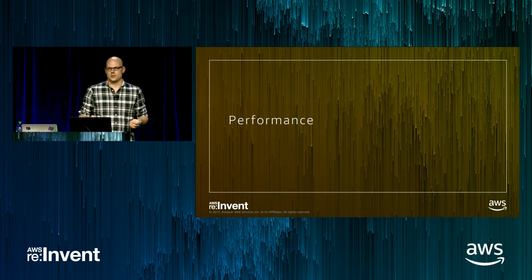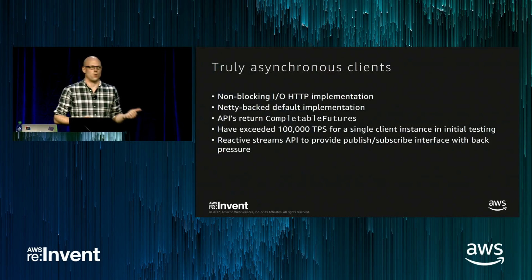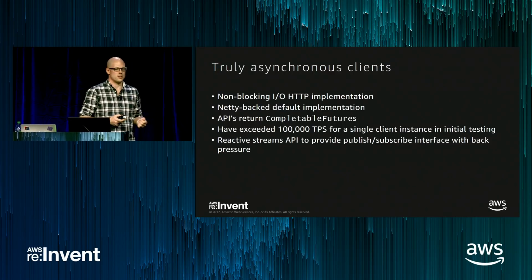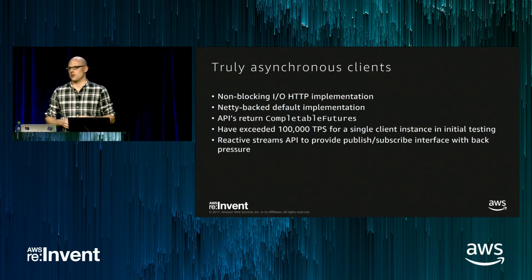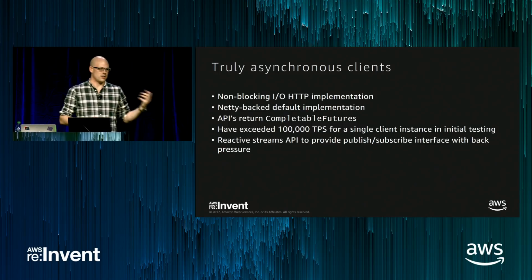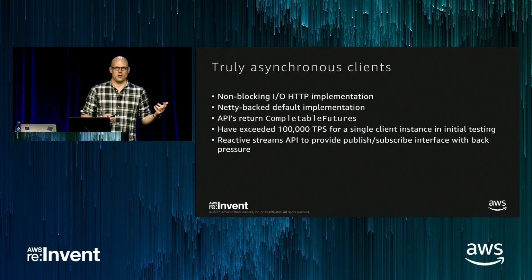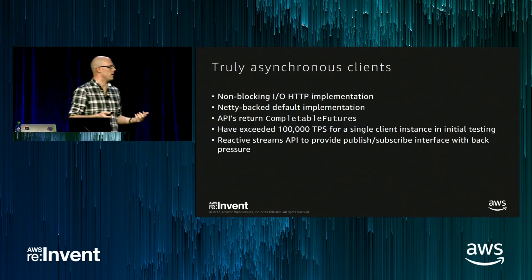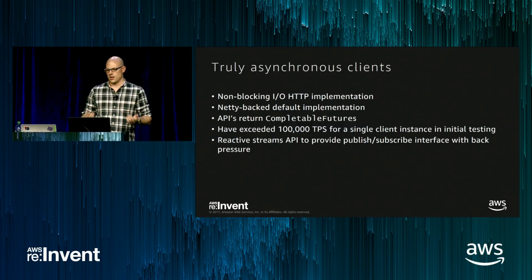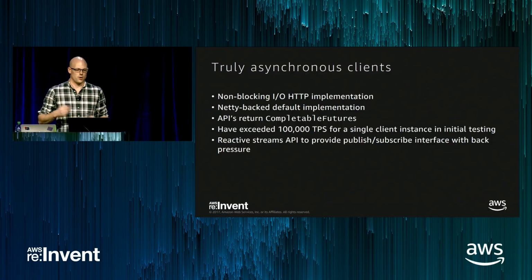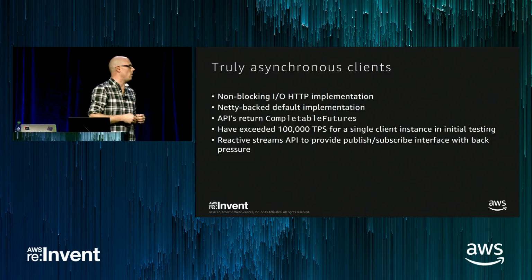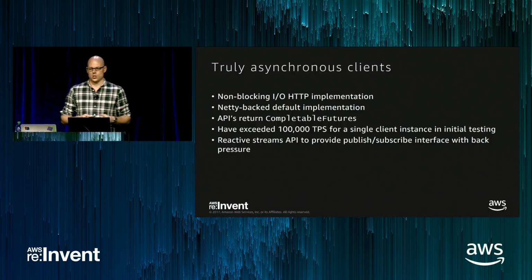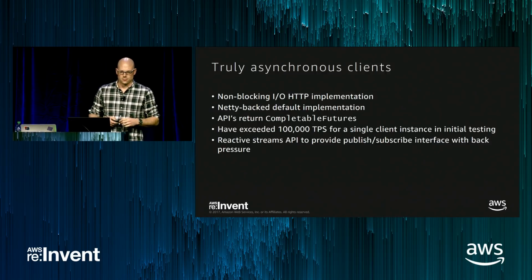So, performance. One of our biggest requests for V1 of the SDK was to have a non-blocking implementation of the HTTP layer. As it is today, V1 uses the Apache Commons HTTP client, which is a blocking HTTP client. It takes up a thread per request. We're going to look at a little bit why it does that. But with V2, we've got a Netty-backed non-blocking IO implementation.